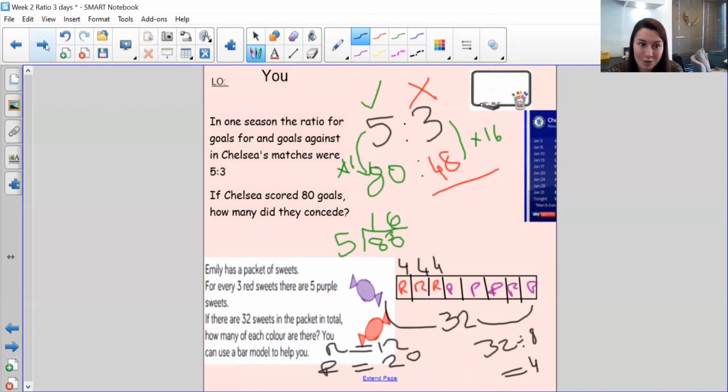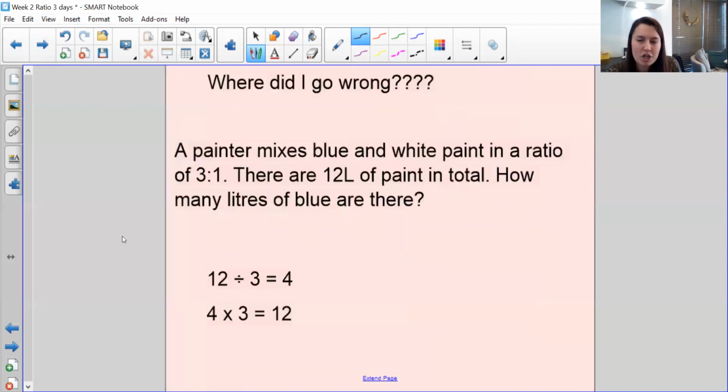Well done, guys. I'm hoping you tried each one of those types of questions. Before we start with our activity then, I've got a where did I go wrong question. So the question said, a painter mixes blue and white paint in a ratio of 3 to 1. There are 12 litres of paint in total. How many litres of blue paint are there? So I did 12 divided by 3. And then that gave me 4. And then I did 4 times 3 because the blue is 3 parts. That gave me 12. So pause the screen. Try that yourself. Draw any methods you need to. And then I'll come back and talk about where did I go wrong.